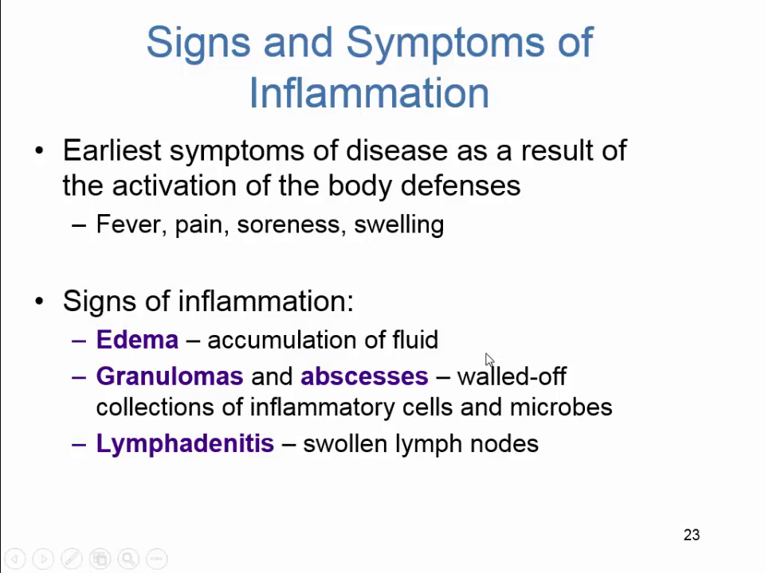Granulomas and abscesses are phagocytes that will actually wall off the microbe, preventing the spread of the infection if it can't be cleared by normal processes. And so lymphadenitis is one of the key mechanisms that physicians use to identify a patient who has an infection. And so they will palpate around the throat. And so typically if you have an upper respiratory infection, you will have then lymphadenitis around the throat, showing that the lymph nodes are draining the upper respiratory tract.